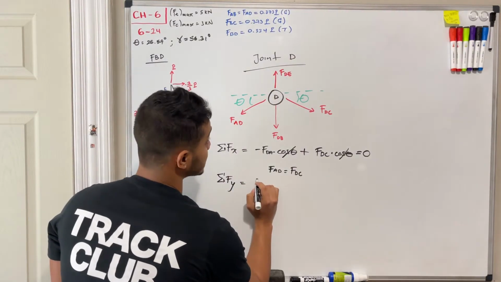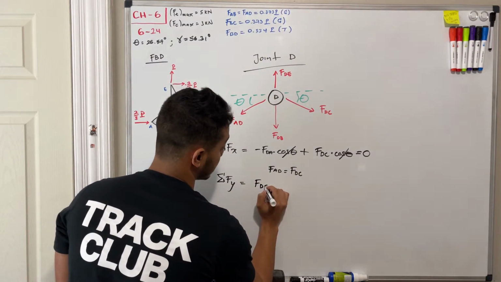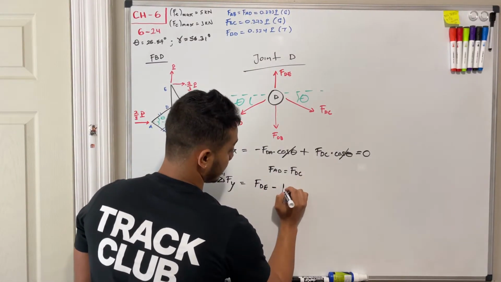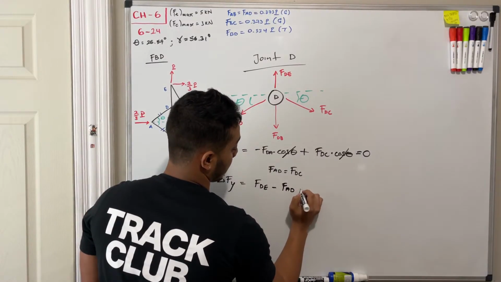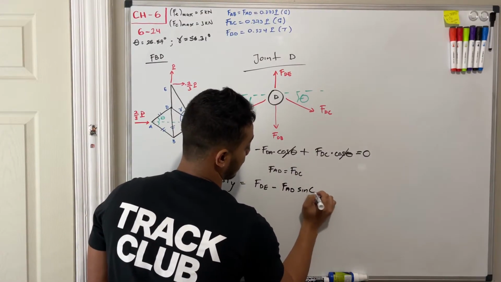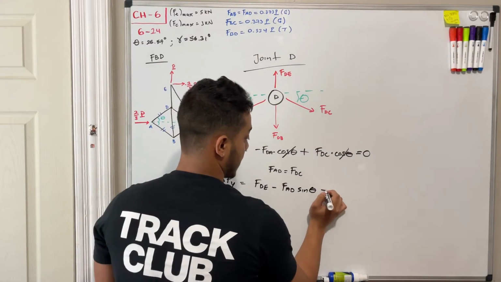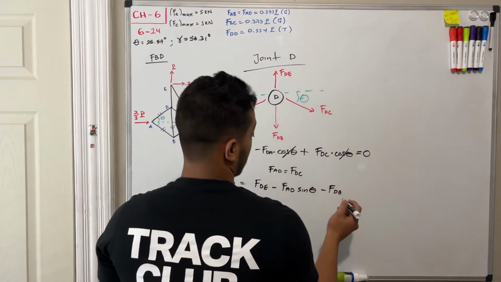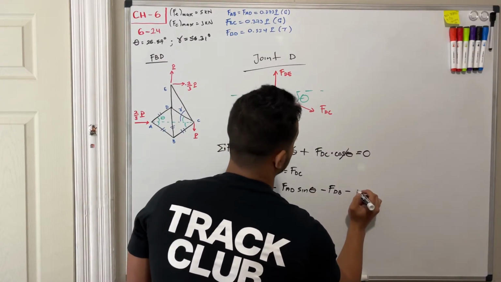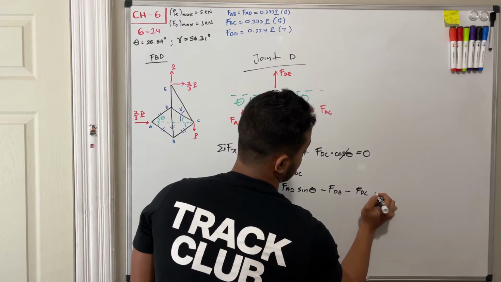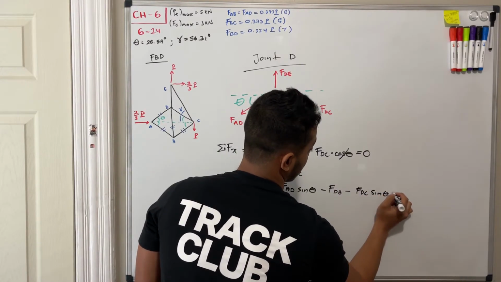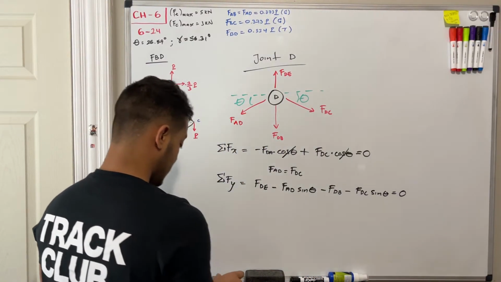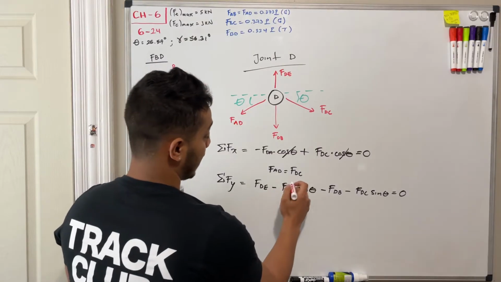I get positive FDE, minus, so I get negative FAD multiplied by my sine of theta, minus FBD, minus FDC sine of theta. And all this should be equal to 0. Okay? Now what happens? Do we got the value of FAD?